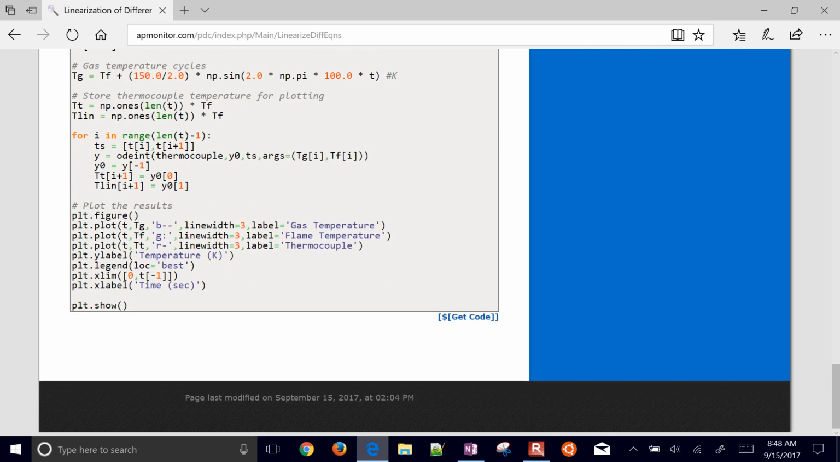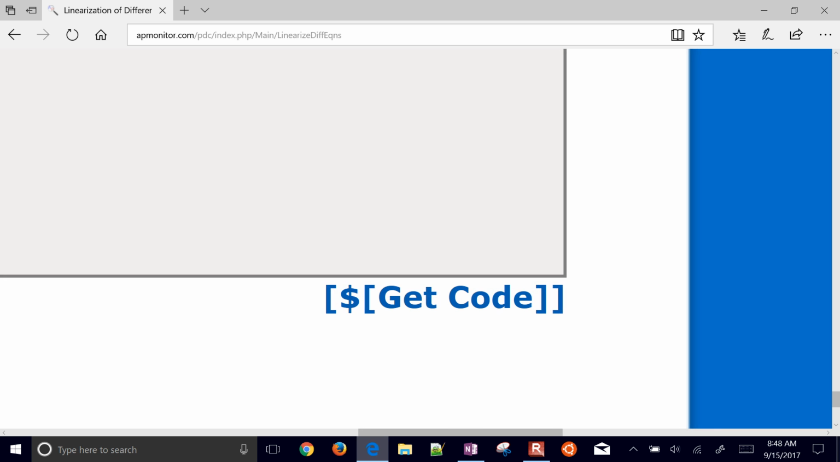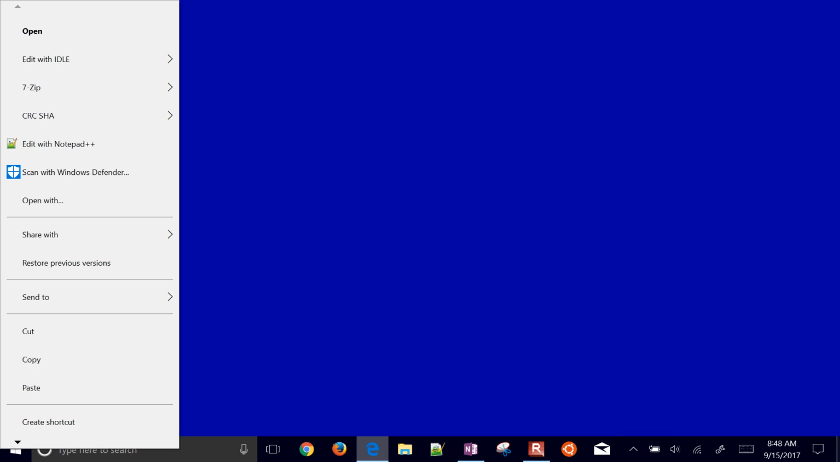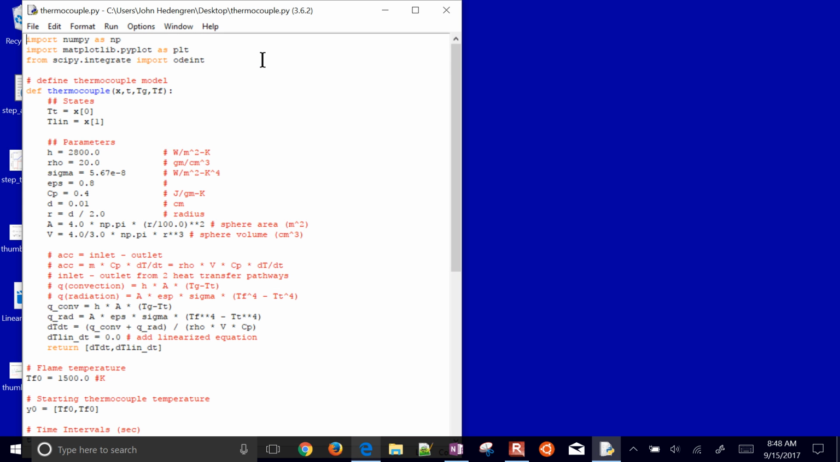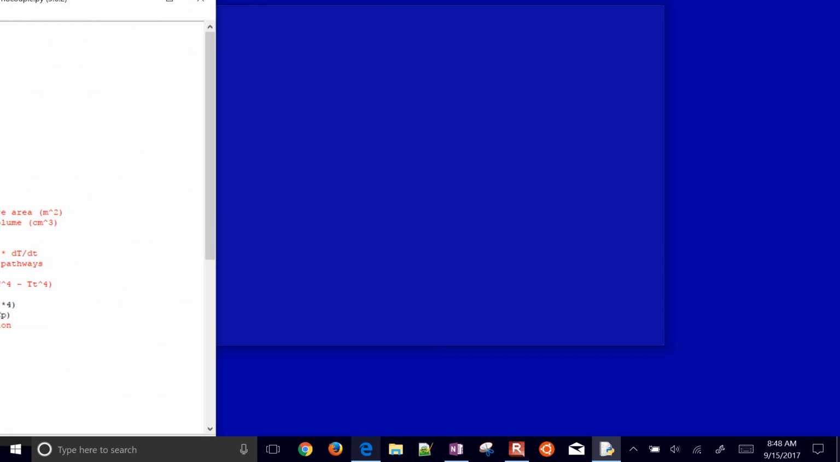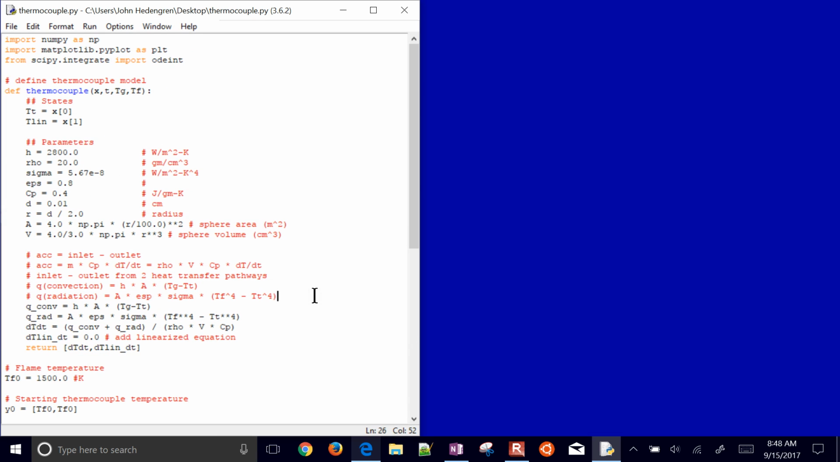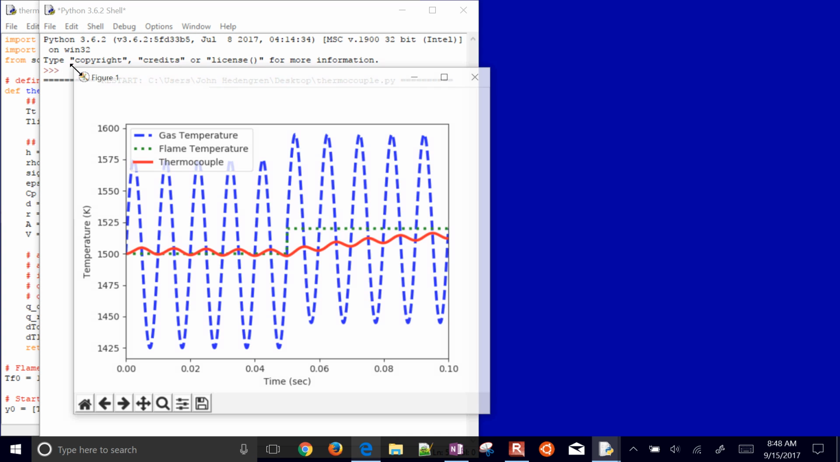And if you come all the way down here, just go ahead and grab the code. It will download it for you. You can save it somewhere like your desktop and then begin to edit it. You can do that with Spyder or with IDLE or with Jupyter Notebook. Any of those will work. So let's just go ahead and run this one first and see what it gives us.